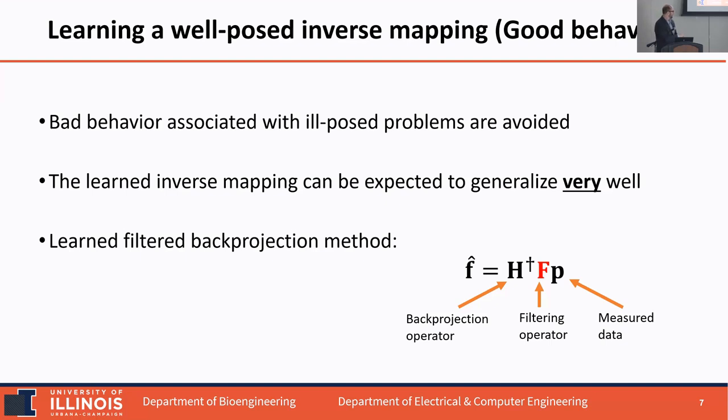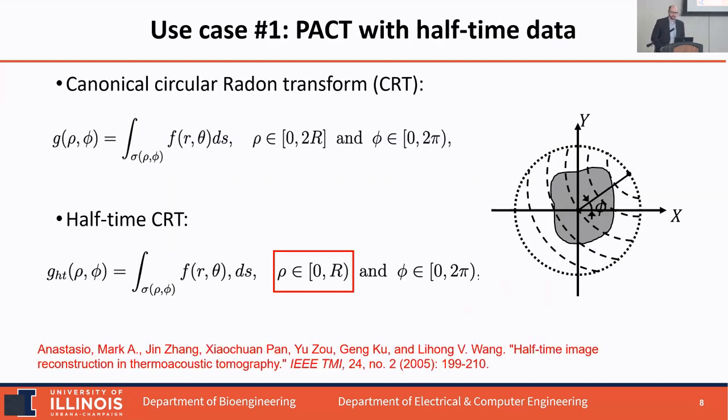So again, our FBP method is just formed by taking the adjoint of our forward operator, which is also known as the back projection operator, and then acting it on a filtered version of our measurement, which in this case is the pressure data. In our problem, of course, we don't know what the explicit form of this filtering operator is, and that's what we seek to learn here. So if we can somehow learn an approximation of this filtering operator, we'll have our FBP method for these different types of incomplete data. Okay, so let me talk about the half-time data first.